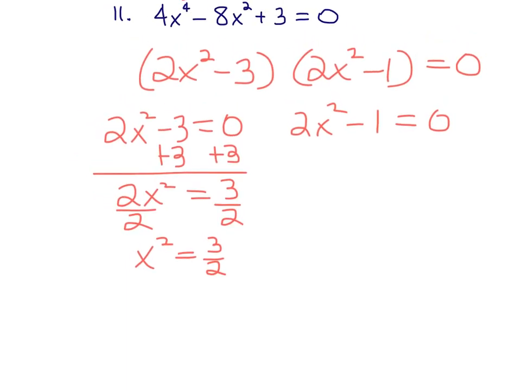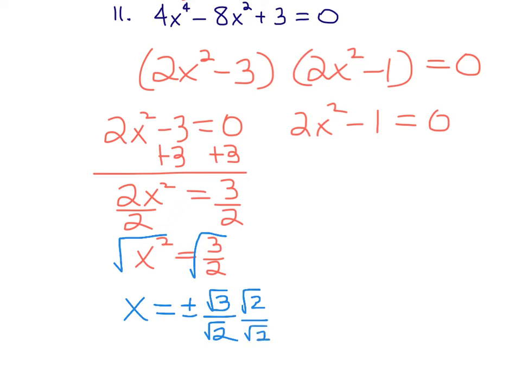Remember, to solve for an x squared, we square root both sides. So I get x equals plus and minus the square root of 3 over the square root of 2. I can't leave a radical in the bottom, so I need to rationalize. So I will multiply the top and the bottom by the square root of 2, giving me the final answer, square root 6 over 2.